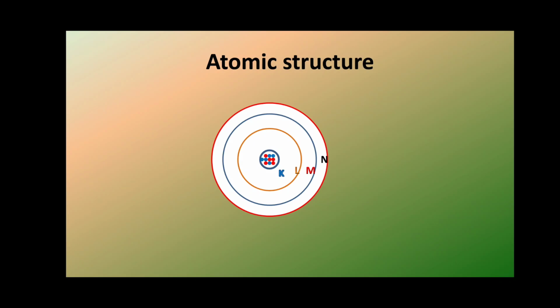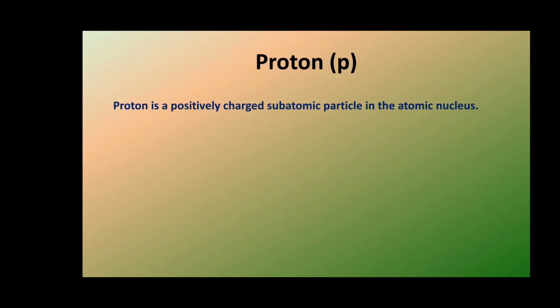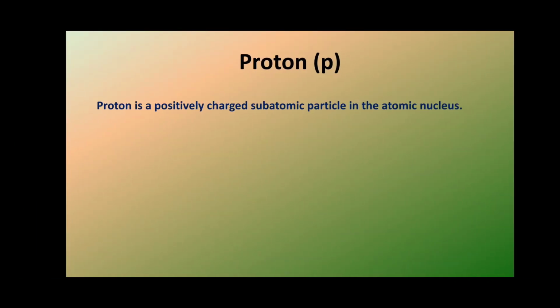Always remember, the nucleus of an atom contains two subatomic particles, which are called nucleons. They are the protons and the neutrons. Firstly we will see what protons are. A proton is a positively charged subatomic particle present in the nucleus of an atom, and the positive charge on the nucleus is due to the protons present in it.